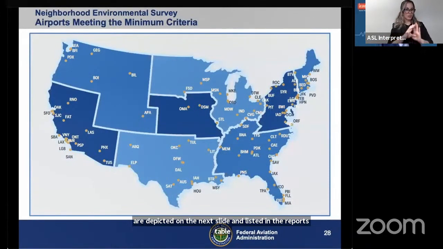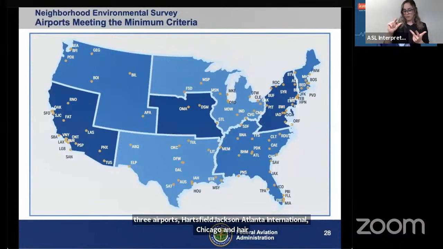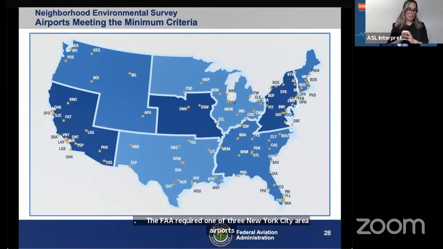Due to the relatively high numbers of aircraft flight operations, the FAA directed the team to include three airports: Hartsfield-Jackson Atlanta International Airport, Chicago O'Hare International Airport, and Los Angeles International Airport. The FAA also required one of three New York City area airports, and from those, LaGuardia Airport was randomly selected to be included in the study. The method used to choose the 20 airports is summarized and discussed next.